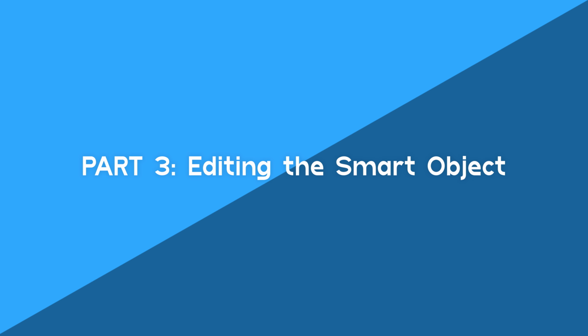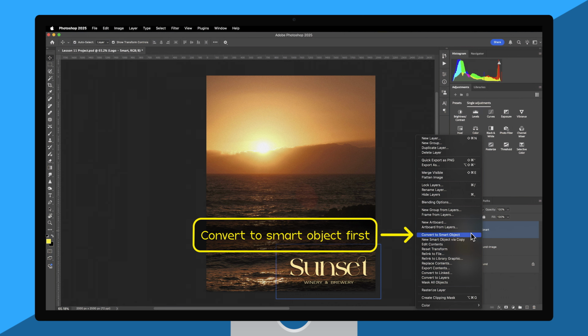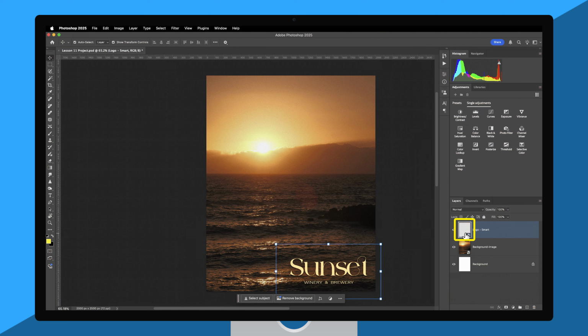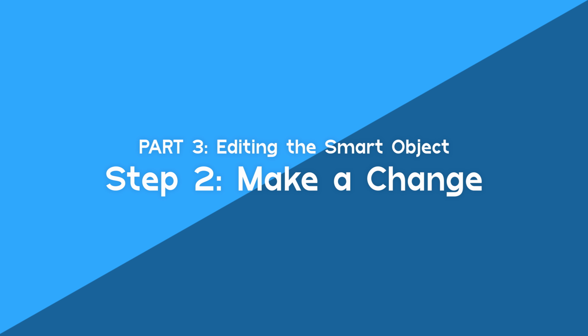Part 3. Editing the smart object. Step 1. Double-click the logo thumbnail. In the Layers panel, double-click the thumbnail icon of the logo layer. This will open a new tab where you can edit it. Step 2. Make a change.